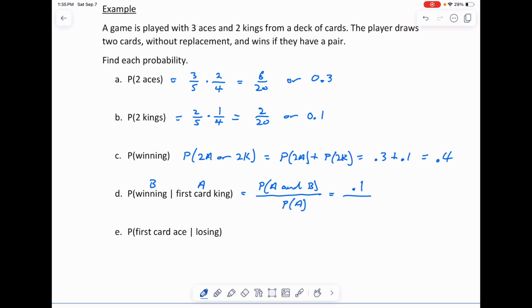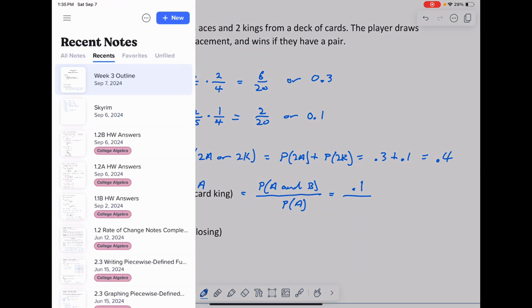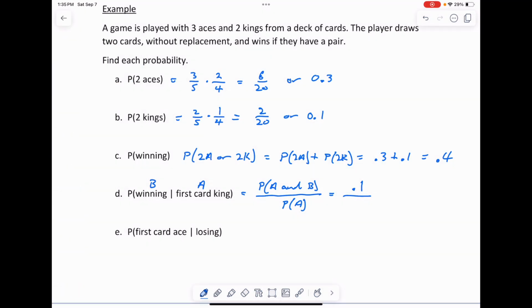The probability that the first card is a king, well, we found that also in B, right? We found that right here, we found that the probability was 2 out of 5. And so your denominator is 2 out of 5, or 0.4. So in this case, we have a 0.25 probability, or a 25% probability of winning, given that you draw a king on the first card.